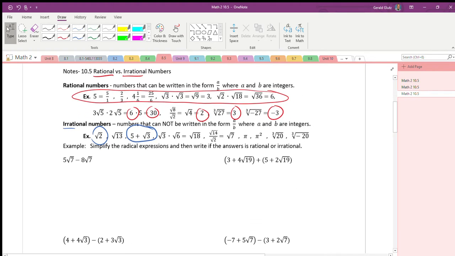So in the first example, we get to simplify these and then write if it is irrational or rational. So 5 radical 7 minus 8 radical 7. The root 7s are like terms, so I'm just combining these two like terms. 5 minus 8 is negative 3 root 7. So this is my answer. Now there is a square root of 7. Square root of 7 does not equal a whole number, so that means our answer is irrational.